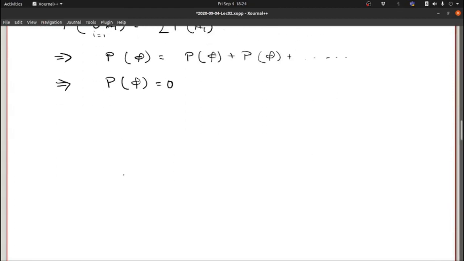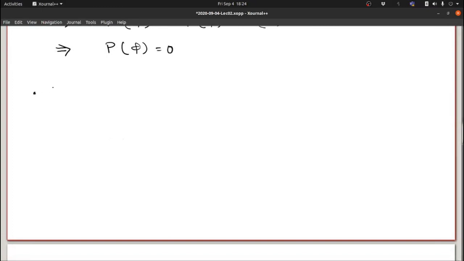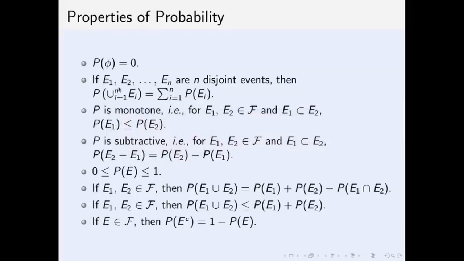What is the next thing we try to prove? Next thing we try to prove is that for finite disjoint events, the probability of the union can be written as the sum of the probabilities. Note that in the definition, we have a countable collection of events. So for a countable collection of disjoint events, by the definition of probability, the probability of the union of E_i is equal to the summation of the probability of E_i. This second property says that this is not only true for the countable union of disjoint events, this is even true for a finite collection of disjoint events. Okay? Not only for a countable collection, but for a finite collection of disjoint events, this is also true.